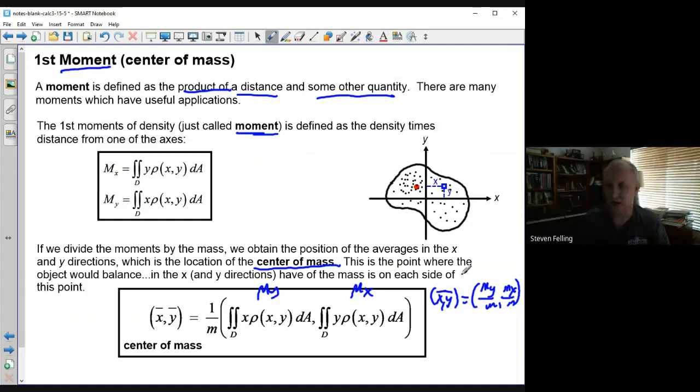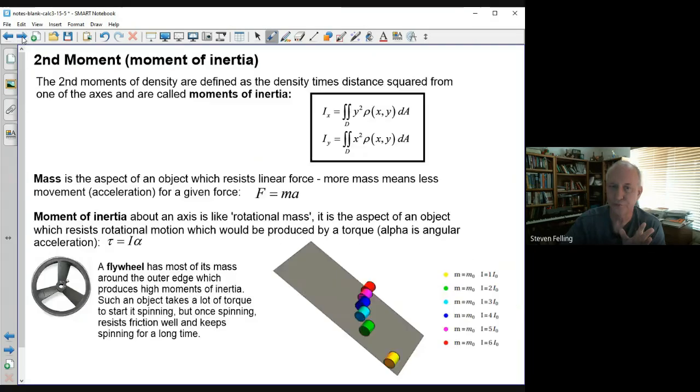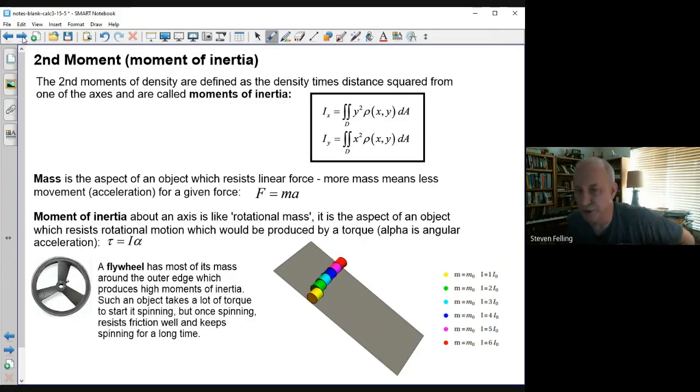And so you can find My, Mx, and m by computing three integrals, and then compute where the center of mass is of the object. This is for a two-dimensional object, or something which is approximately two dimensions. So that's called the first moment. The second moment is something called moment of inertia.